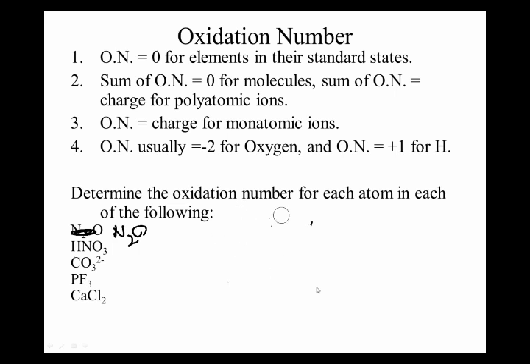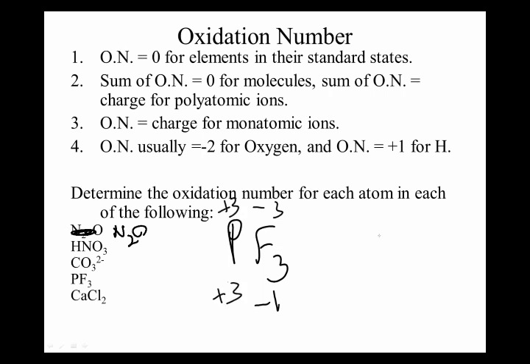PF3. Okay, I didn't give you any rules about phosphorus and fluorine, so this can be kind of tough. This one's tricky, but remember, the more electronegative element gets what it wants. Fluorine is more electronegative, right? So what's going to happen here? Fluorine's going to be -1. Unless it's by itself in F2, it's always going to be -1. It's always going to take electrons from something else. So it's -3. Phosphorus must be +3.